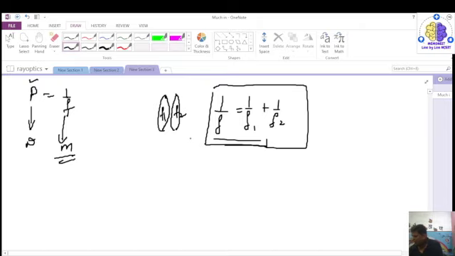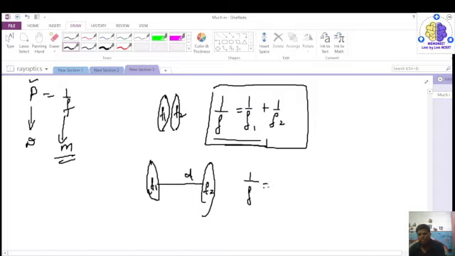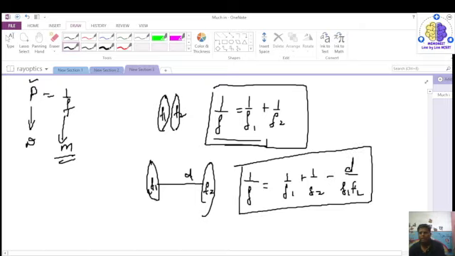Now, if there is a separation between the two lenses, suppose this is one lens of focal length f1 and this is another lens of focal length f2 and the distance between them is d, then the formula is given as 1 by f is equal to 1 by f1 plus 1 by f2 minus d upon f1 f2, right? Minus d upon f1 f2. Again, sign convention is important.